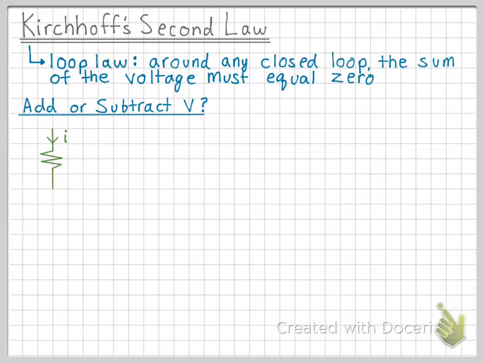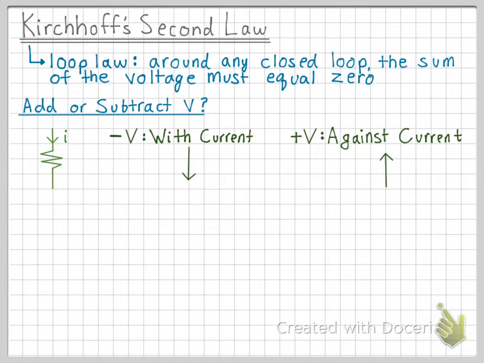If you are traveling with the current through a resistor, you will subtract or lose voltage, and if you are traveling against the current through a resistor, you will gain voltage or add voltage. And typically, you are not told the voltage difference across a resistor. Instead, you are given the current and the resistance of the resistor, and you will use Ohm's law to calculate the voltage difference.